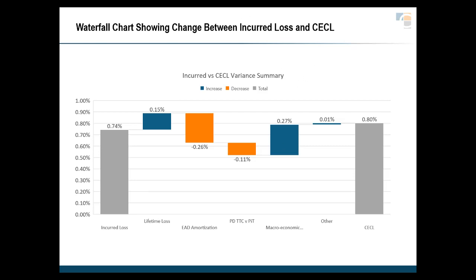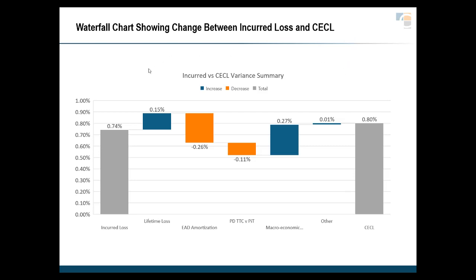From our experience, we've seen that there are a whole host of different factors that drive the difference between the incurred loss model and our CECL model. Now, what those drivers would be will obviously differ significantly depending on what kind of business you're in.